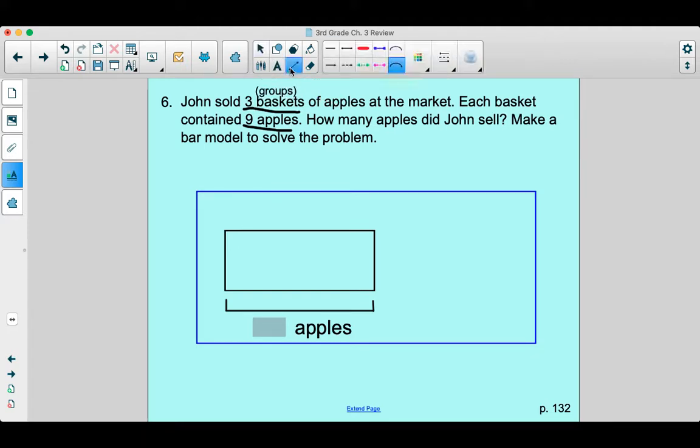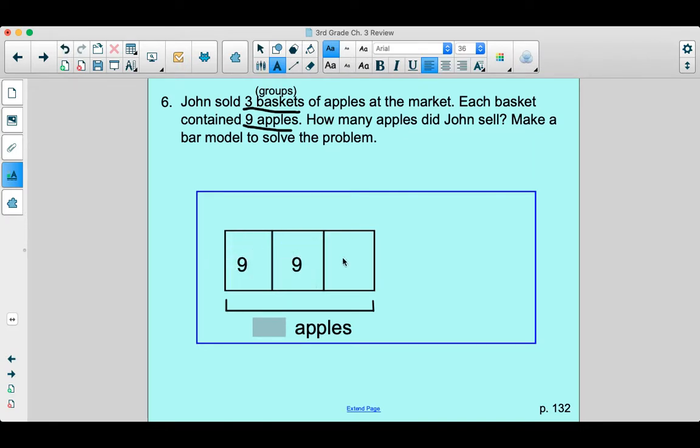So I'm going to go over here and I'm going to make 3 groups because that represents 3 baskets. There we go. All right, now each basket has 9 apples. Okay, so I'm going to put a 9 here and here and here. All right, so then I have to figure out how many apples did John sell?